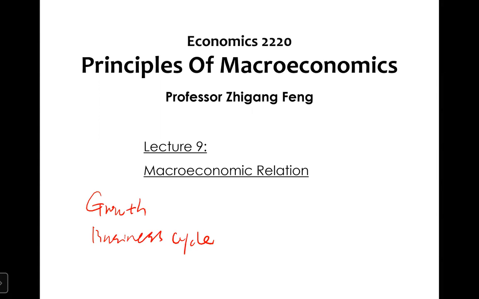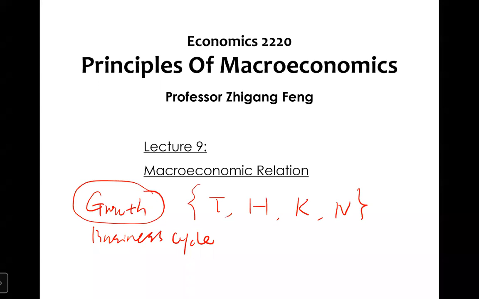This now is the third module. In the second module, we already talked about growth. Growth depends on technology, human capital, physical capital, or maybe even labor supply. So this is long term. And the business cycle is about the fluctuation. The fluctuation of GDP, sometimes we call it Y, and the fluctuation of unemployment, let's call it U. In the rest of this class, we are going to focus on the business cycle.